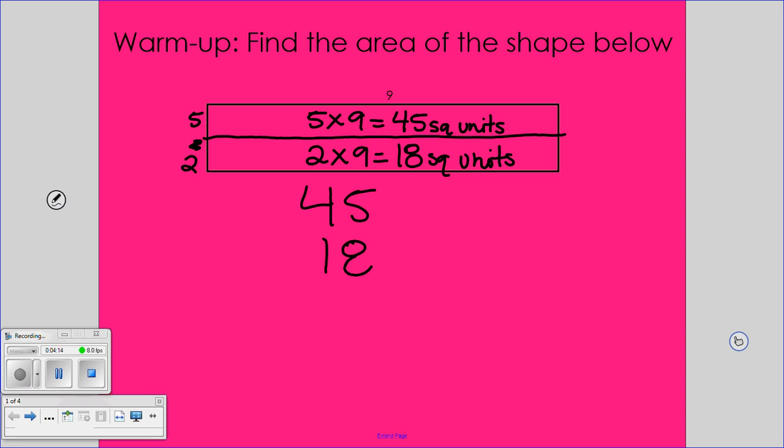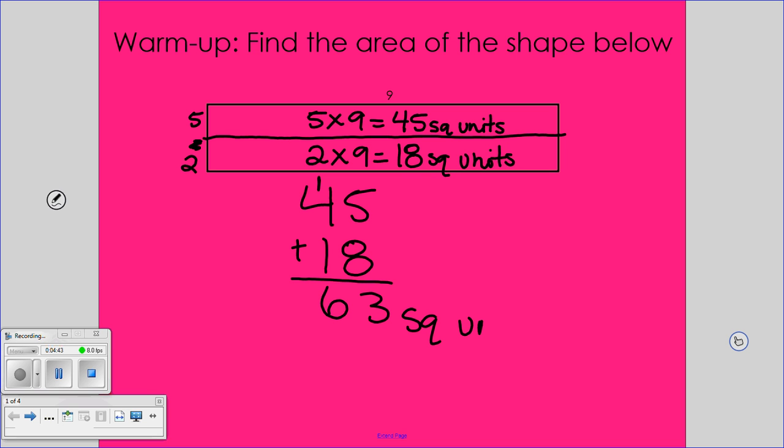Do I start with the 10s or the 1s? 1s. So I have 5 plus 8. 8, 9, 10, 11, 12, 13. I'm adding 13. I have 3 1s, 1 10, 13. 4 10s, 5 10s, 6 10s. Let's get a number. 63. 63 what? Square units.